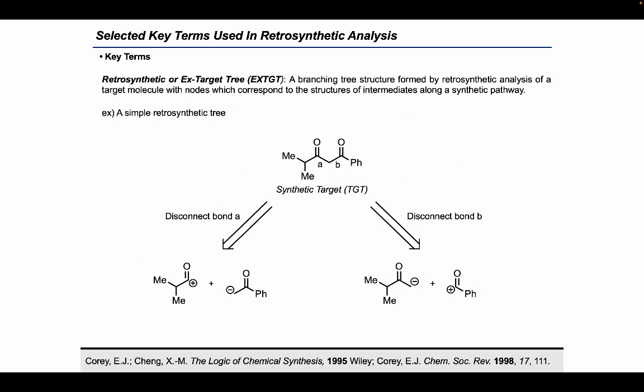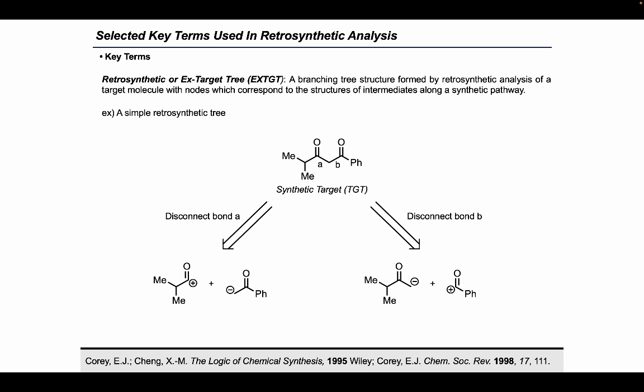Finally, a retrosynthetic or X target tree, X because it grows out from a target, is a branching tree structure formed by retrosynthetic analysis of a target molecule with nodes which correspond to structures of intermediates along a synthetic path. In this example, breaking bond A versus bond B leads to different synthons, though very similar, and the synthetic equivalents of these can then be evaluated for the relative merits.